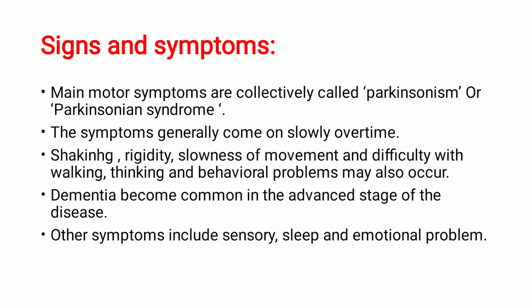Signs and symptoms. The main motor symptoms are collectively called Parkinsonism or Parkinson's syndrome. The symptoms generally come on slowly over time. The early symptoms of this disease are stoop posture, rigidity, flexed elbow and wrist, trembling of extremities, masked facial expression, forward tilt of trunk, reduced arm swinging, slightly flexed hips and knees, and shuffling short step gait. Dementia becomes common in the advanced stage of disease. Other symptoms include sensory, sleep and emotional problems, etc.